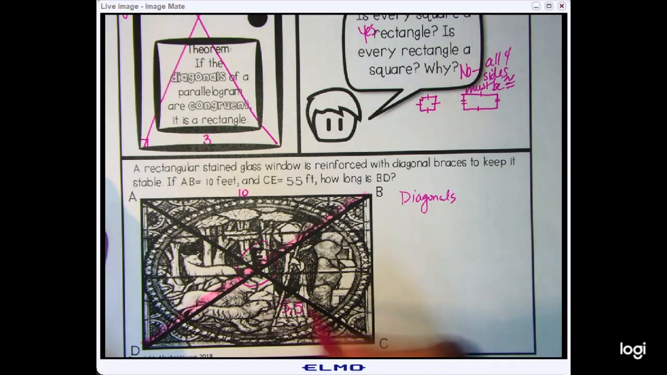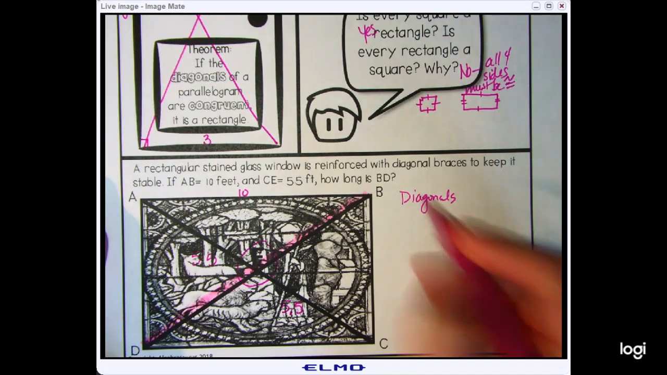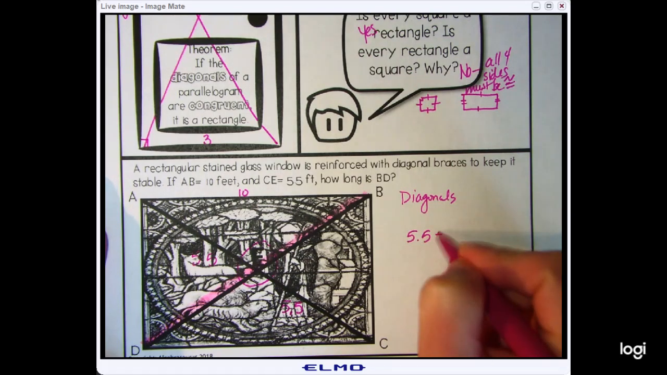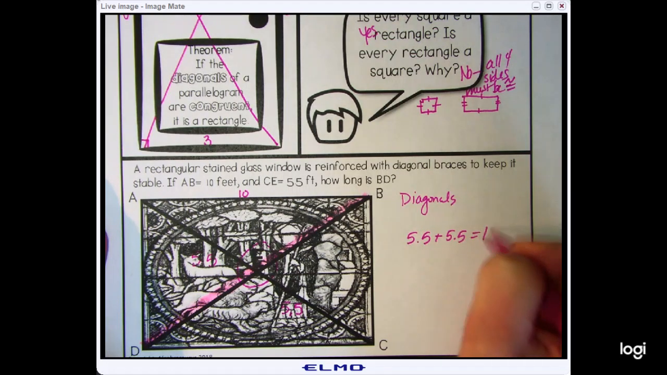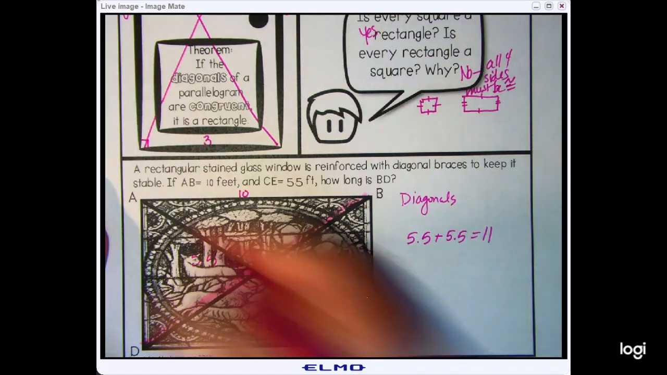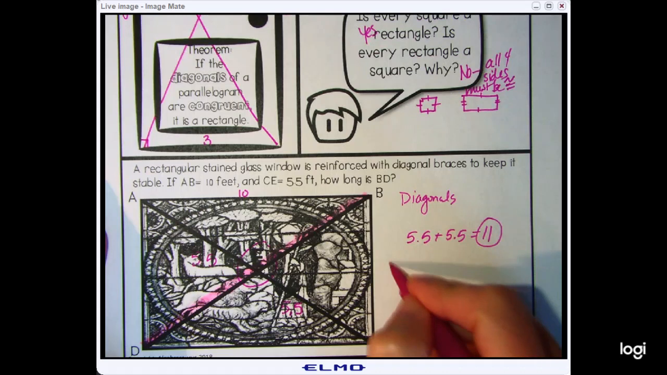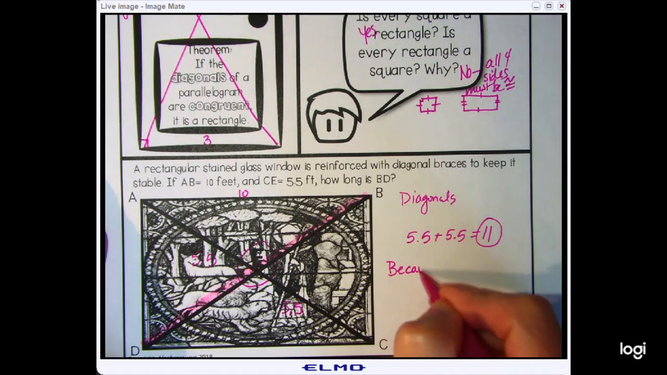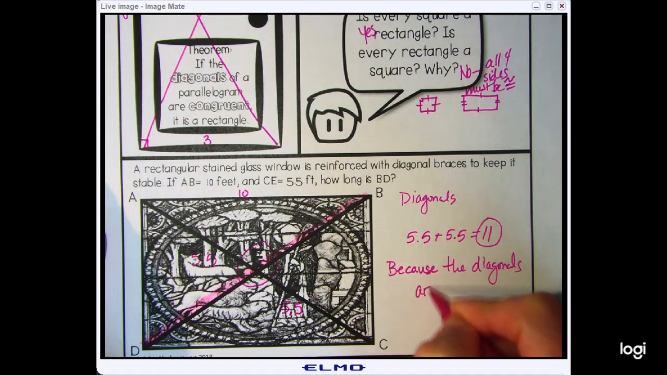If this piece is 5.5, this piece is 5.5. So when I add that together, I get 11. So if the diagonal in one direction is 11, meaning this way, then the other diagonal is also 11, because the diagonals are congruent.